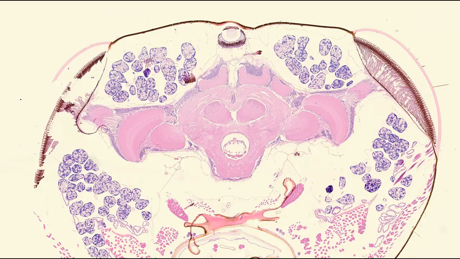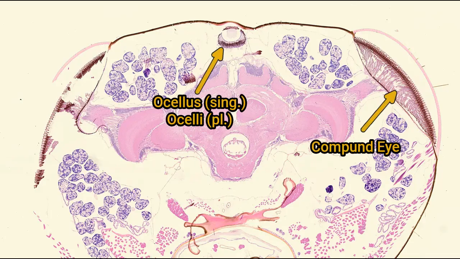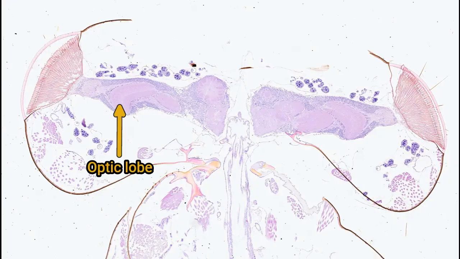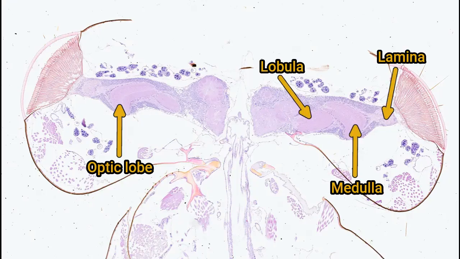Bees have 2 compound eyes and 3 simple eyes called ocelli. Each eye is connected to an optic lobe in the bee's brain, which will process the information and distribute it to higher processing centers. The optic lobes contain 3 regions: the lamina, the medulla, and the lobula.